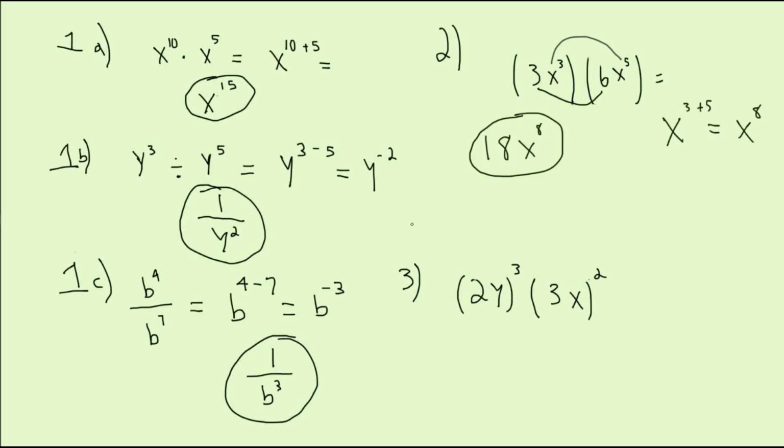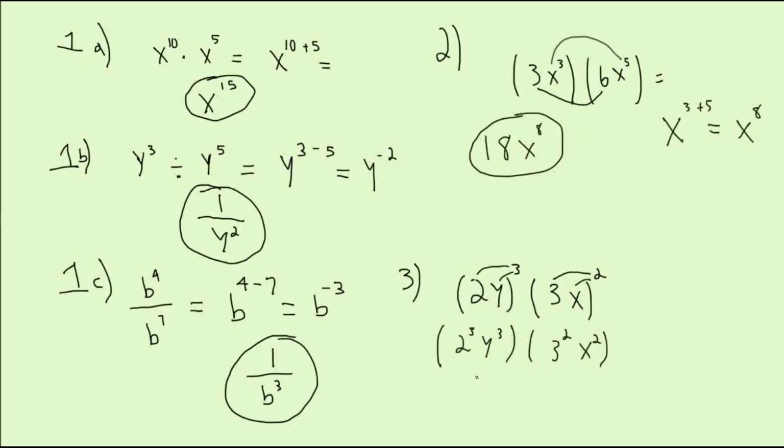3. 2y in parentheses to the 3rd power multiplied by 3x in parentheses to the 2nd power. Remember, if we're raising it to an exponent, all we have to do is distribute it into the parentheses. So we distribute it to the 2 and to the y, and distribute our exponent of 2 in here to our 3 and our x. So we would have 2 to the 3rd power and y to the 3rd power multiplied by 3 to the 2nd power and x to the 2nd power.